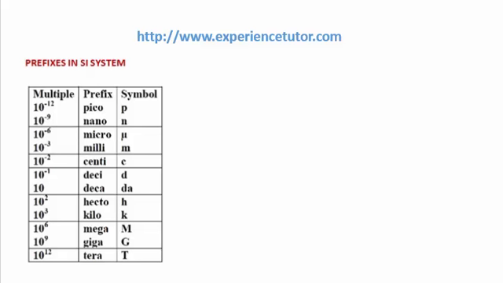10 to the power 1 is deca. 10 to the power 2 is hecto. 10 to the power 3 is kilo. 10 to the power 6 is mega. 10 to the power 9 is giga. 10 to the power 12 is tera.